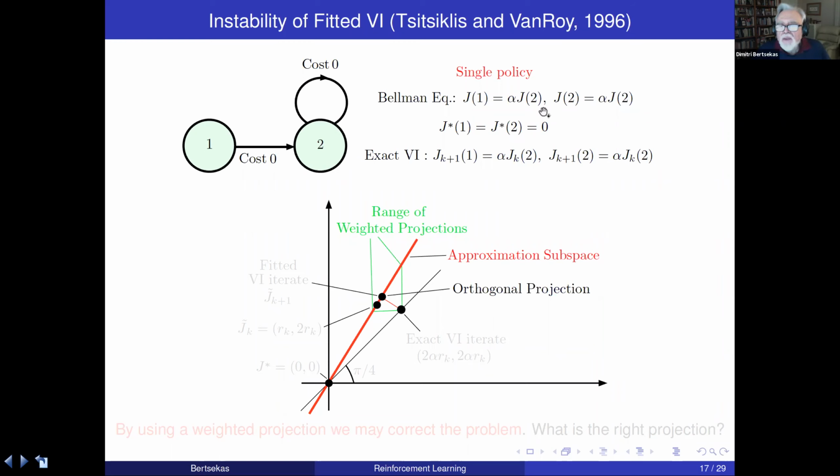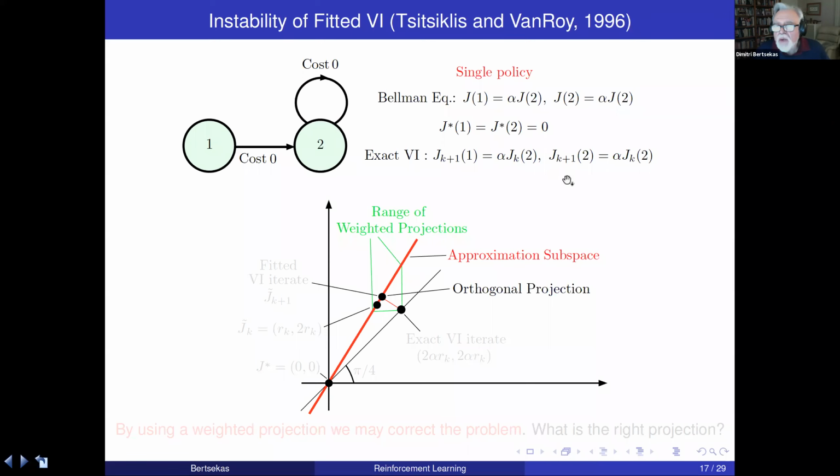So the Bellman equation has this form. One stage cost is 0 here, right? And what's the unique solution? Well, it's the optimal cost function. The optimal cost function is the 0 function here, right? Because the cost is 0.